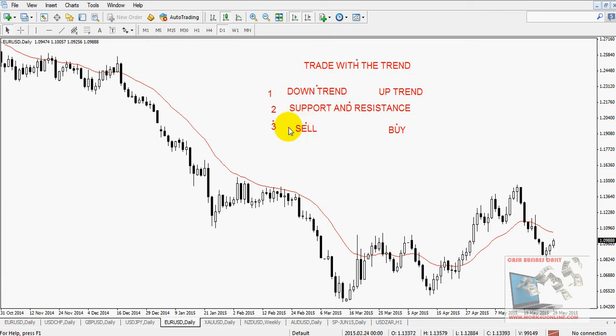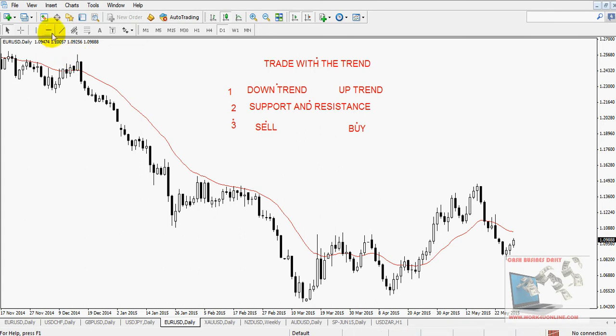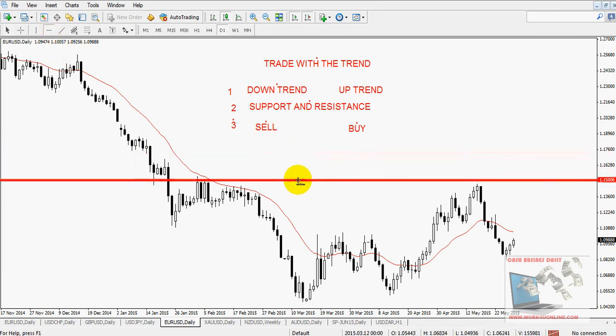So after you've looked at if it's an uptrend or a downtrend, you can also have support and resistance lines that help you decide if it's the best time to take a trade or not. So we'll start by plotting the support and resistance and learn how to do this. You can also ask questions in the comments if you don't understand. Without wasting time, let us plot our first line here.